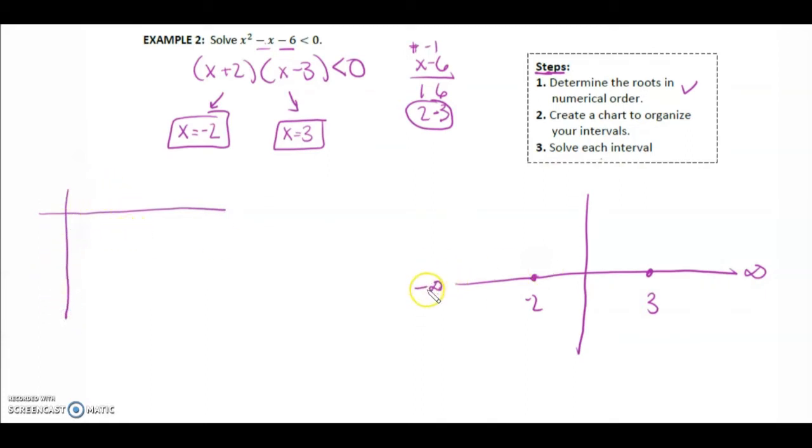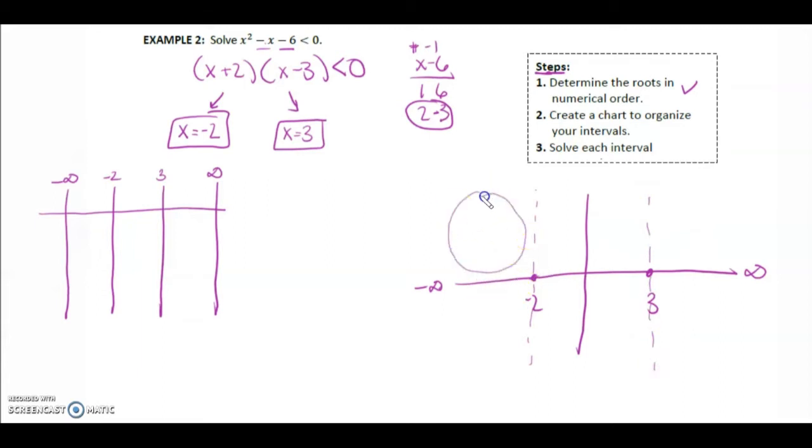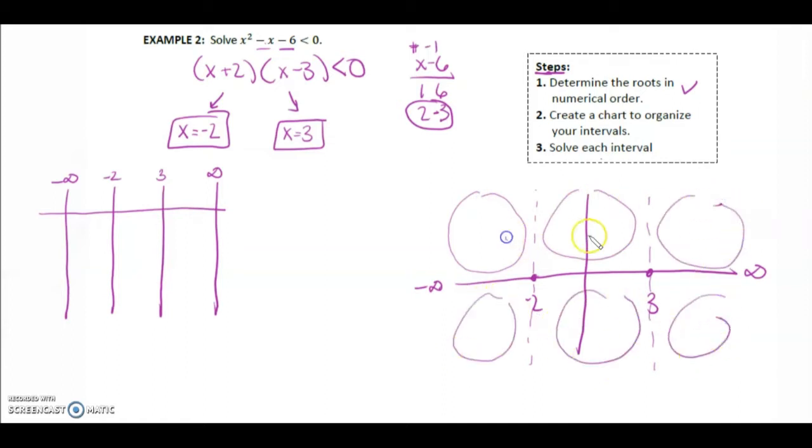And then what we do is we take these 4 numbers here, 1, 2, 3, 4, and we put them in a chart. So I'm going to put -infinity, -2, 3, and infinity. What we're essentially doing is, just like the intro, we're dividing this with our eyes, and we're trying to decide if the graph is defined above the x-axis or below the x-axis, and where it's defined for each.